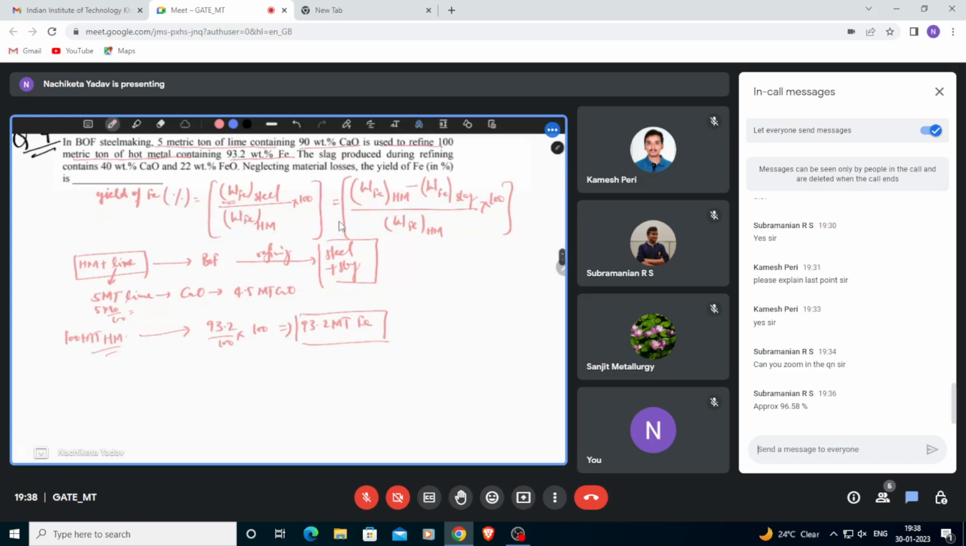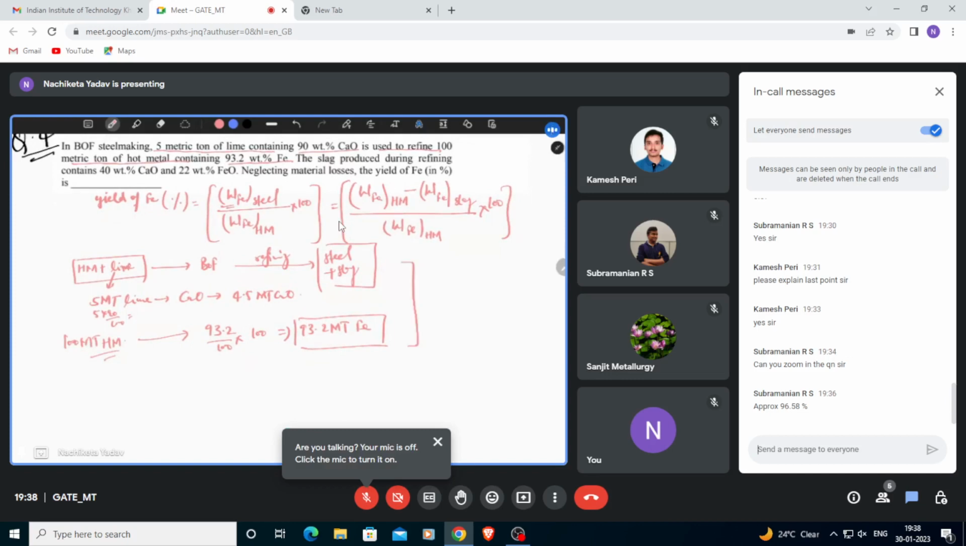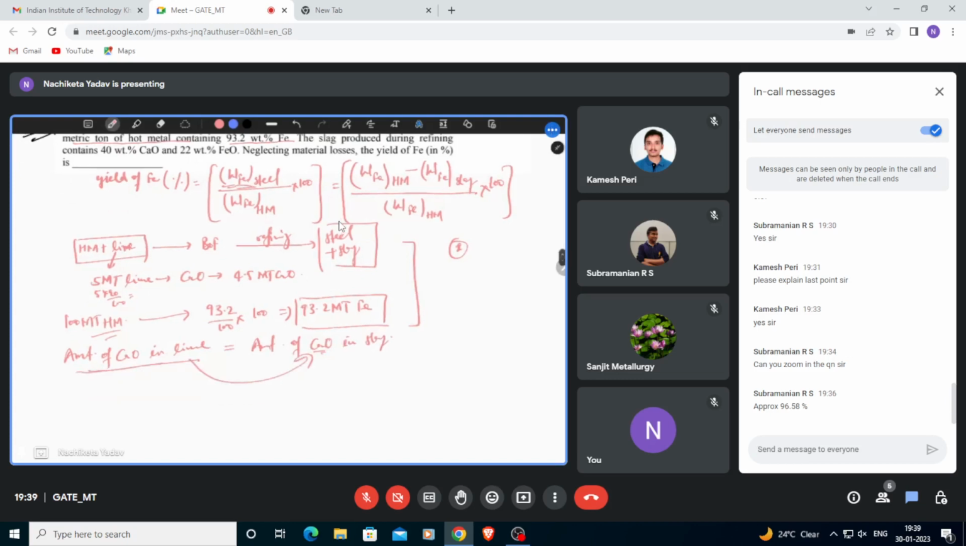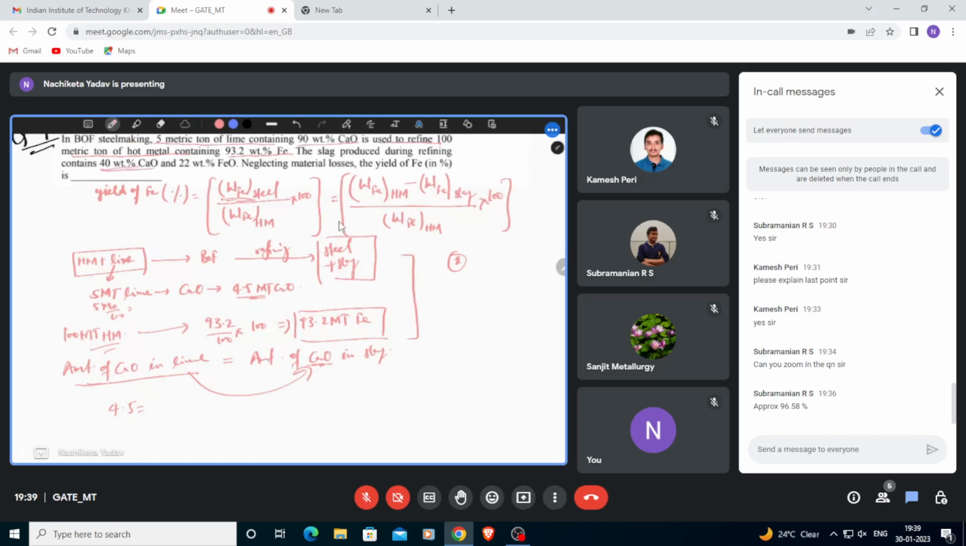We do not know the slag composition. So, suppose the slag amount is X. From the mass balance, the amount of CaO in lime, which we are adding, will be equal to the amount of CaO in slag, because in the steel there is no CaO. So all the addition will go into slag. It is 4.5, which we have calculated, and will be equal to 40% CaO in slag, 40 by 100 into X.